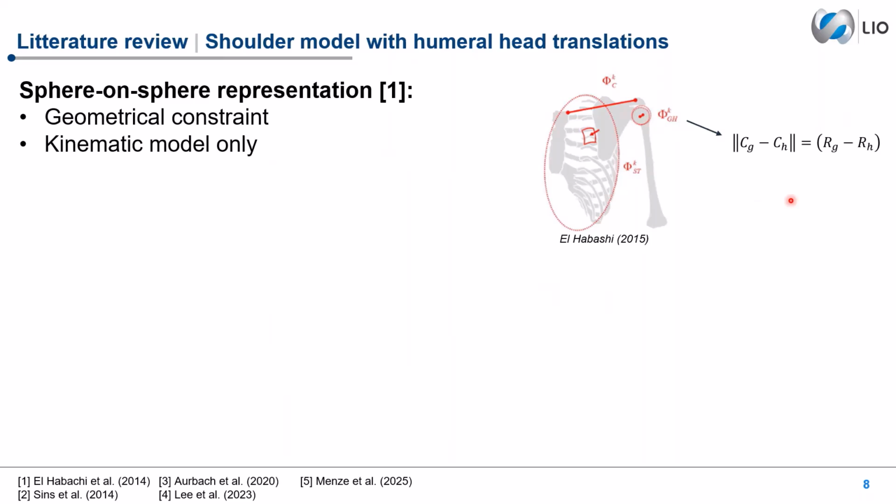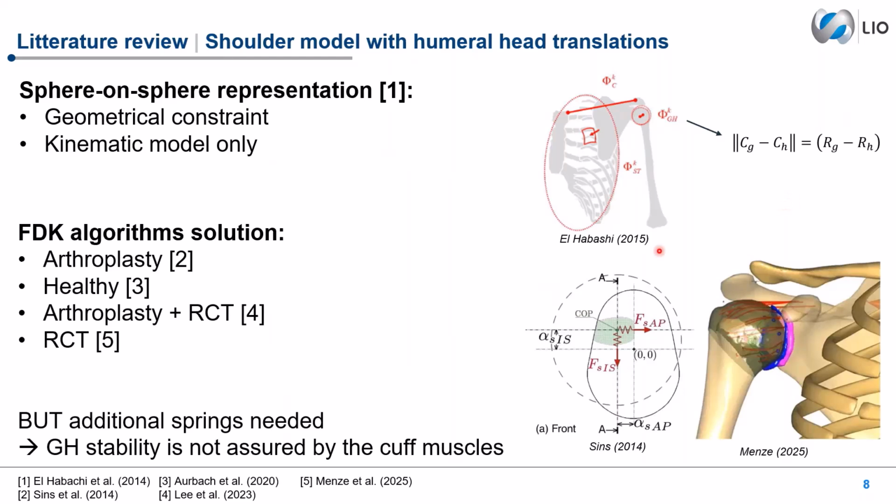In AnyBody, the way to represent humeral head translation can be done with the force-dependent kinematic algorithm. It has been done previously for models with arthroplasty, healthy joint, and rotator cuff tear.